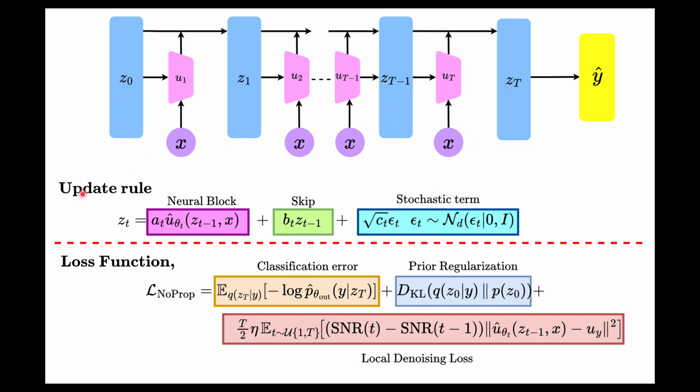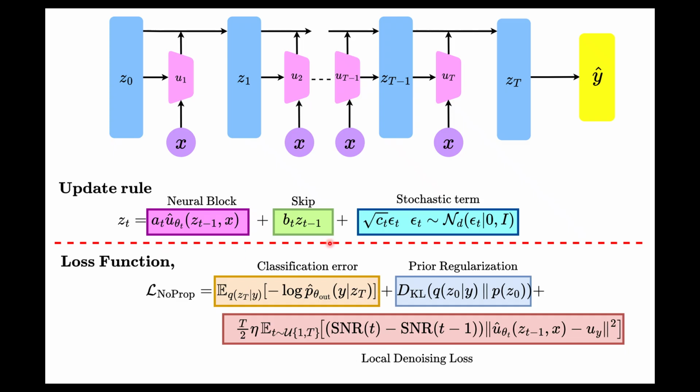So here this is the update rule, and here we have the neural block. This is the only learned part of the dynamics. Each block takes the current noisy label state Z_{t-1} and the input X and predicts where the label should move next. That's it. And it is not creating a feature hierarchy.